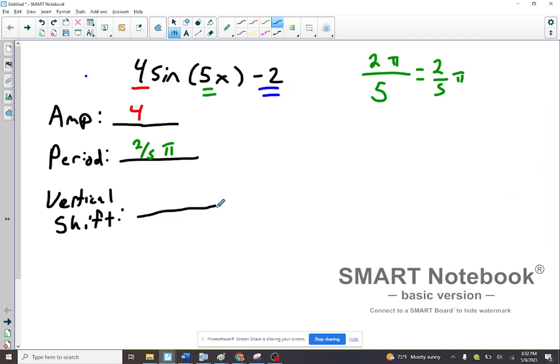Your vertical shift is -2. That means your vertical shift is -2. But it's not like H, where it switches; it's just always whatever it is.